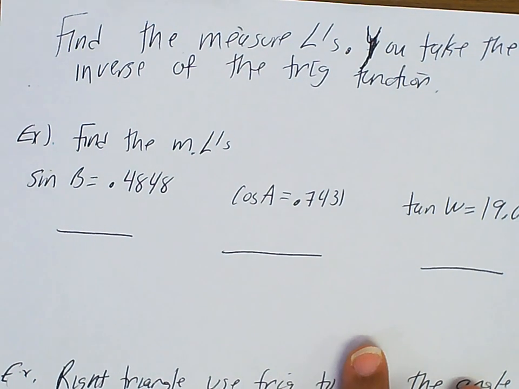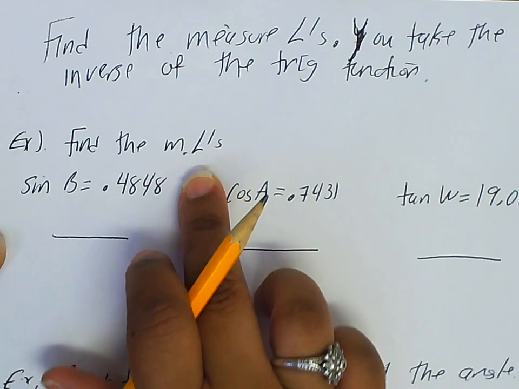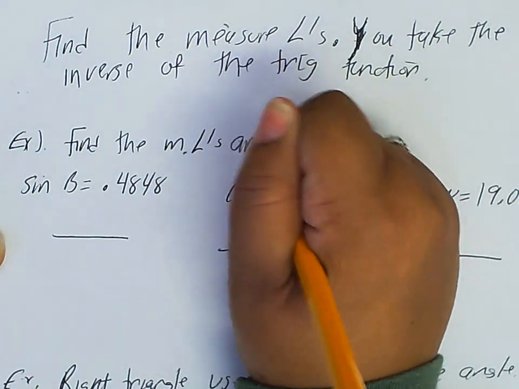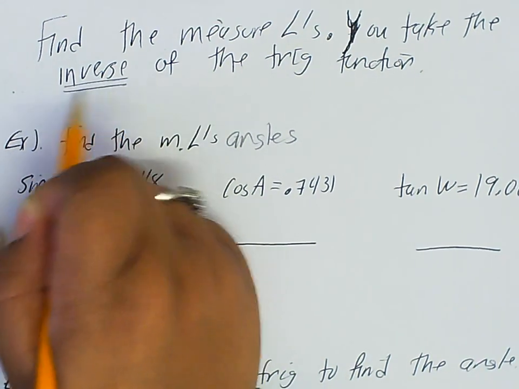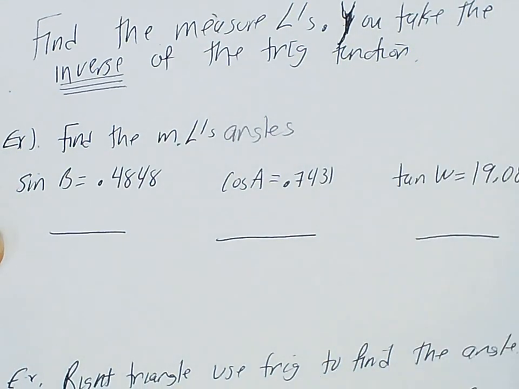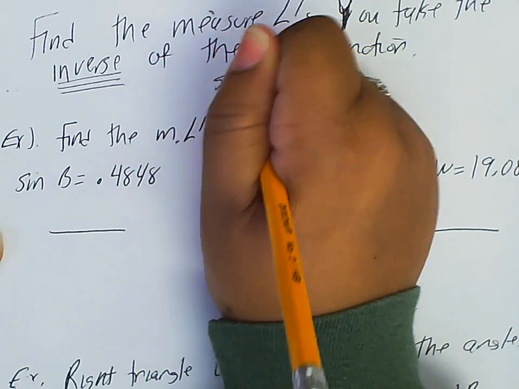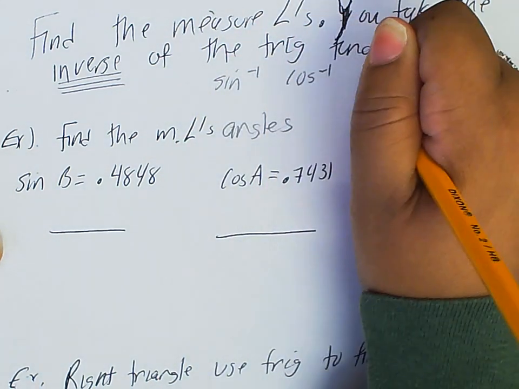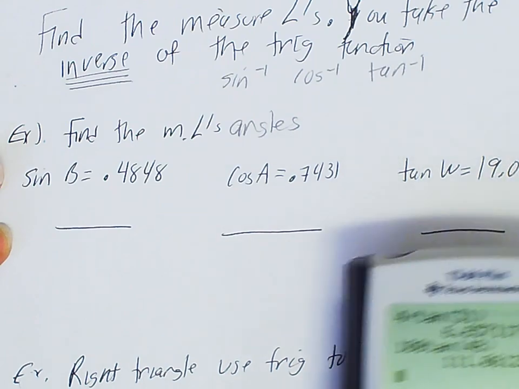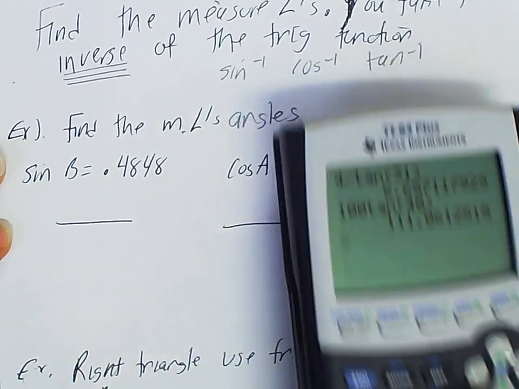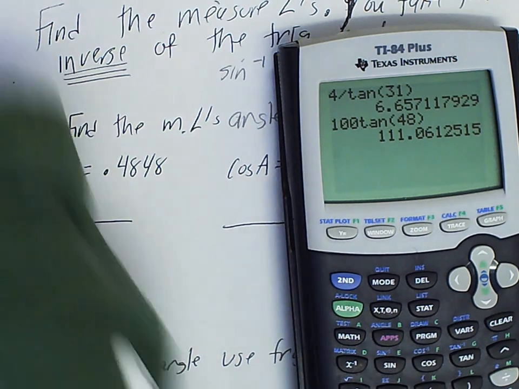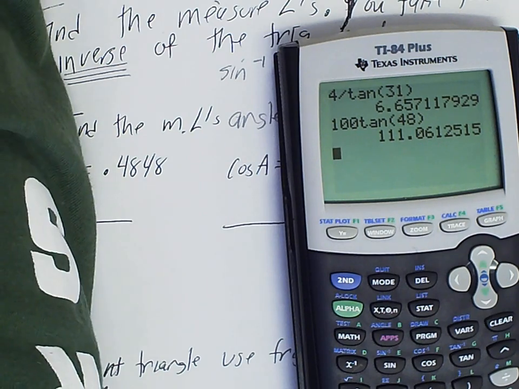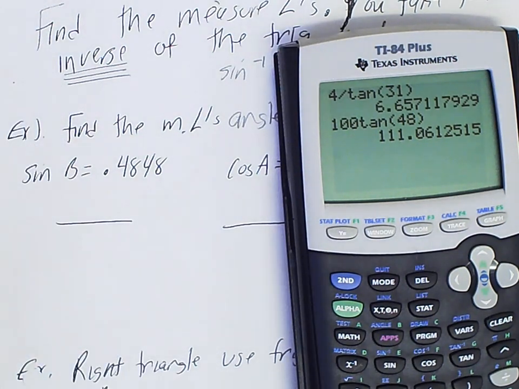Okay, so these ones are a little different because these ones you want to find the angles. If you don't understand what that means, you're looking for the angles. Whenever you're looking for the angles, you're going to use the inverse keys. The inverse keys are sine -1, cosine -1, and tan -1. If you look on your calculator, they're going to be in a different color. They might be blue or yellow depending on what kind of calculator you have. Whenever you have those, you have to hit inverse.